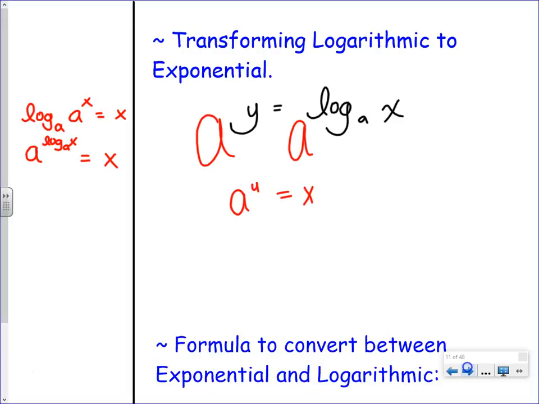I'm raising both sides. A to the power of the left and A to the power of the right. That's how I undo a logarithm. Now, what's so snazzy about that? I can look at a logarithm like an exponential.